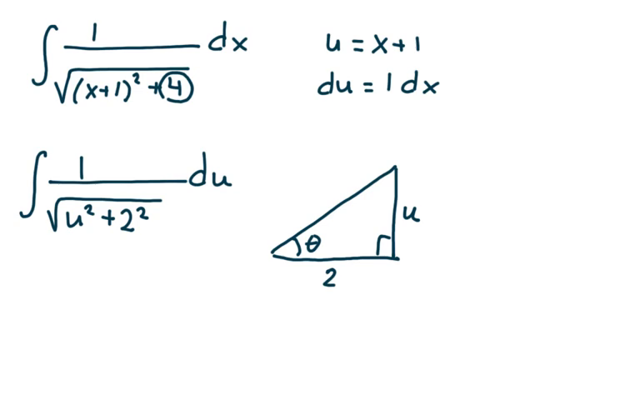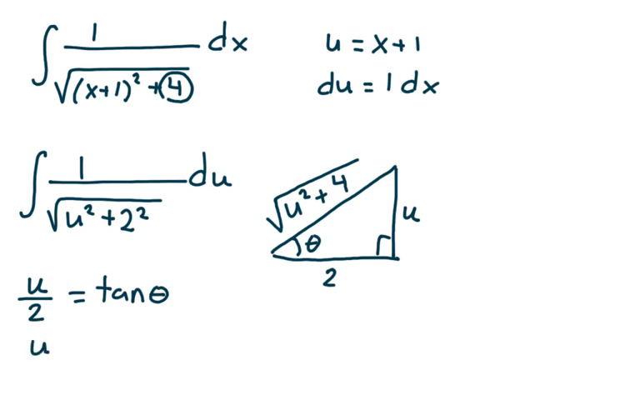Now, does it have to be in that order? Technically, it doesn't. But it's more convenient to deal with tangents than it is to deal with cotangents, shall we say. Now, the hypotenuse is the square root of u squared plus 4. Okay? 2 squared is 4. Now, the triangle dictates that u divided by 2 is equal to tangent theta. So u is 2 tangent of theta.